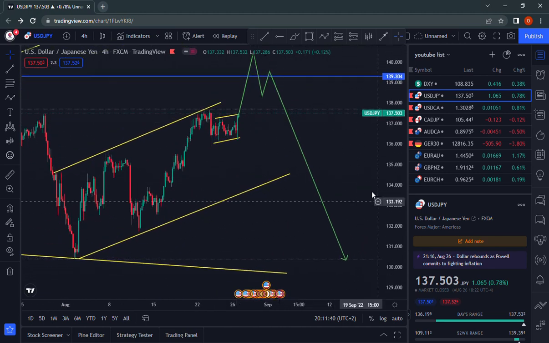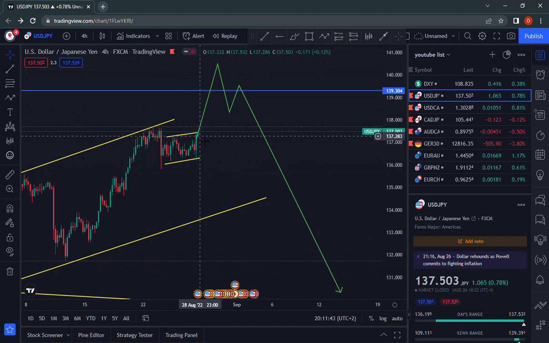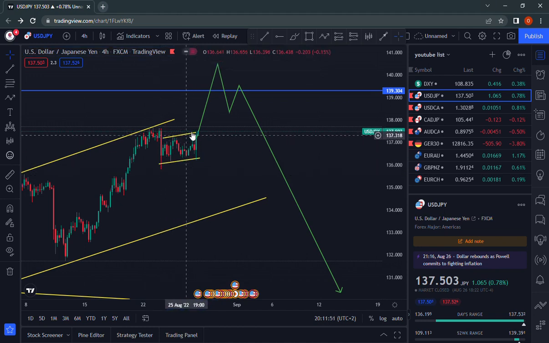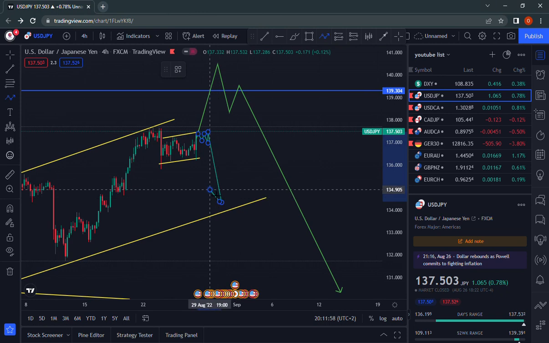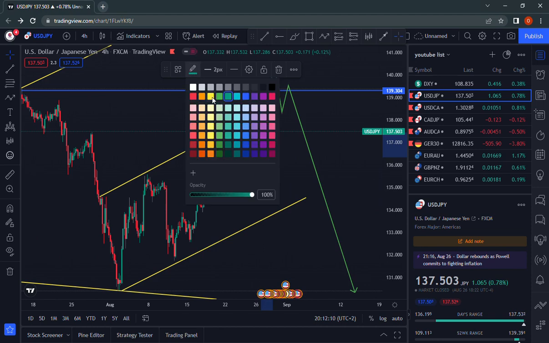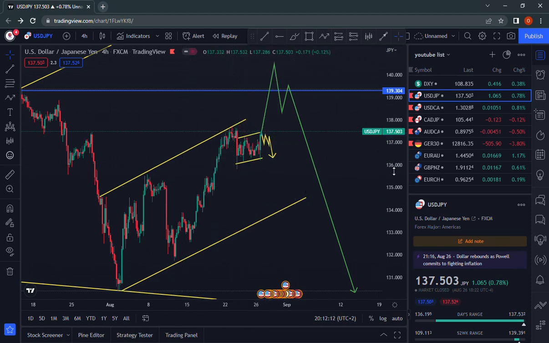Now from what I'm seeing here, you can see that price has already broken out, and the DXY is also following through. If this is a false breakout and the move comes back in and gives me a small flag, then I will take this sell right here. If it breaks back in and gives me a small flag, I will take a sell right here. This will be my entry.